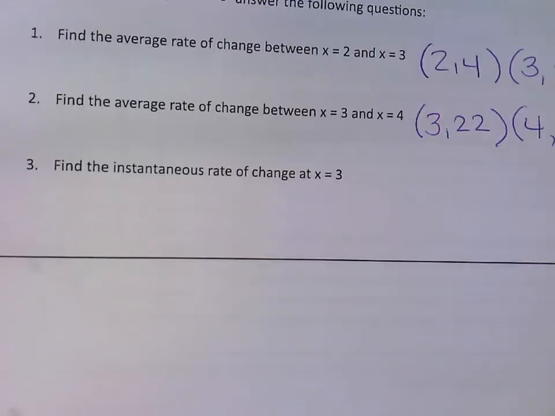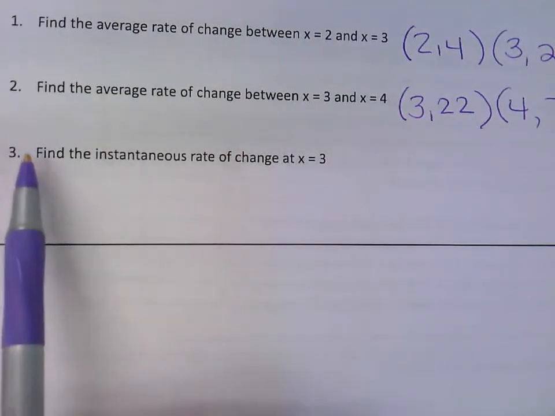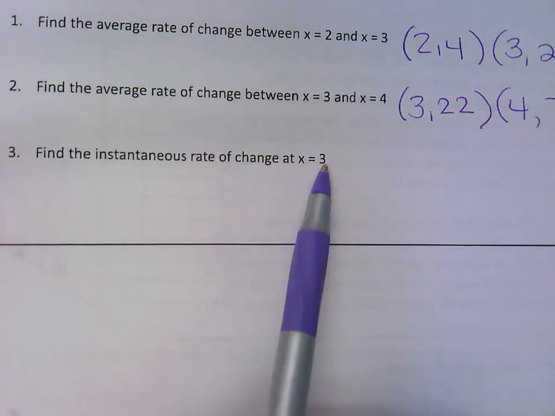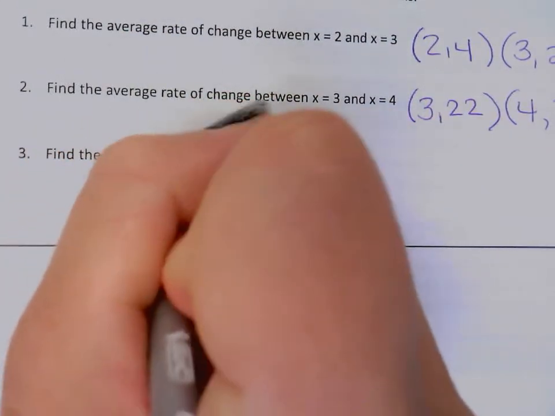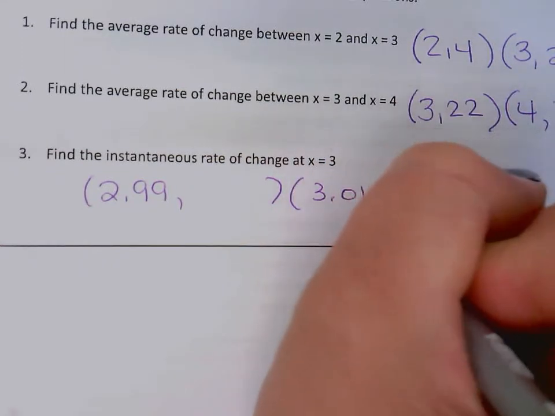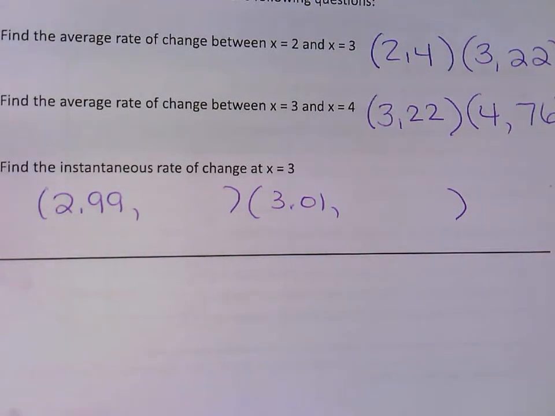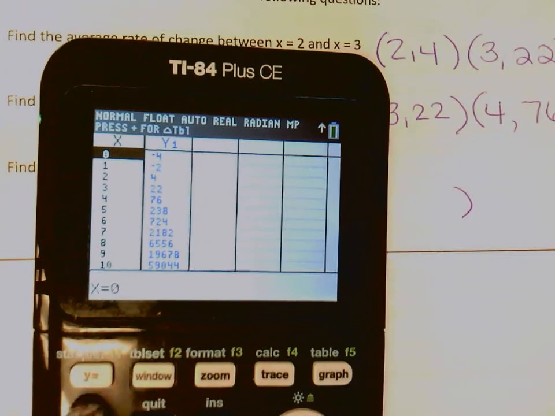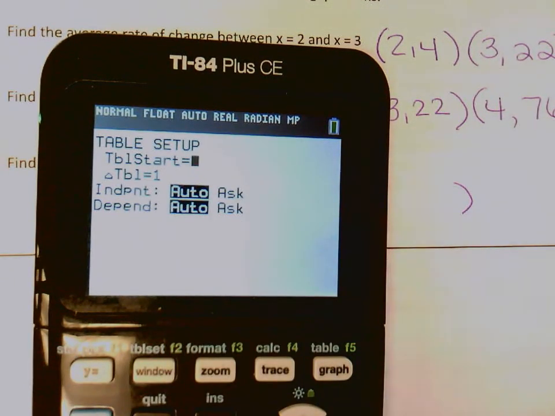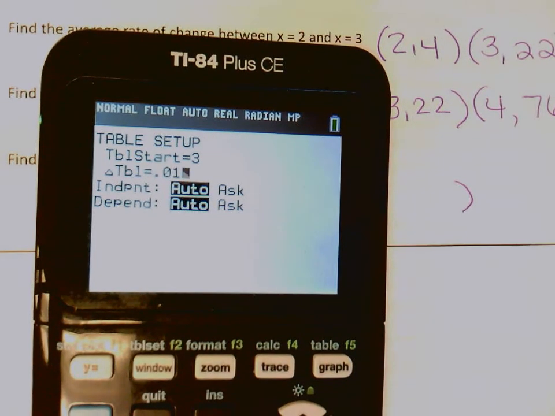How am I going to get my points for number 3 here? They want the instantaneous rate of change at 3. I need to use 2.99 and 3.01, and I need the corresponding y values at those two x values. So I need to actually change my table so that I can see 2.99 and 3.01. So you go back to table setup, so second window. This time we want to start at 3 in our table and count by 0.01 on either side. And that way I'll be able to see 2.99 and I'll be able to see 3.01.